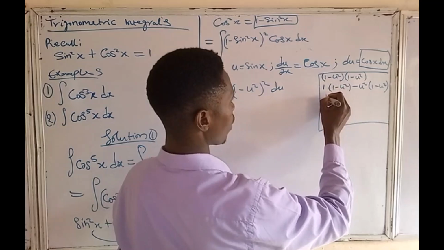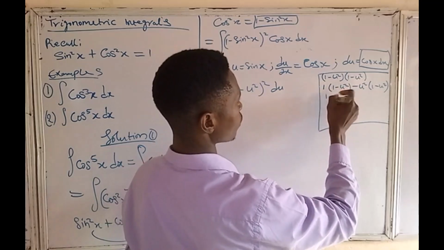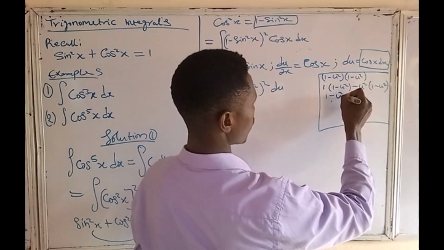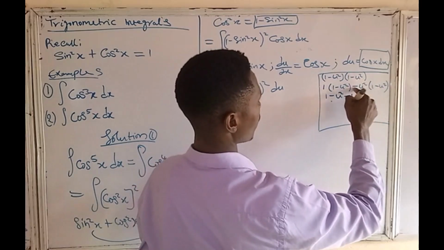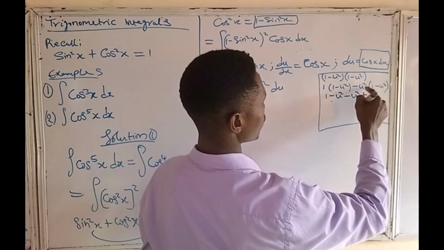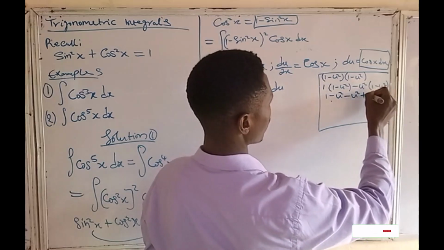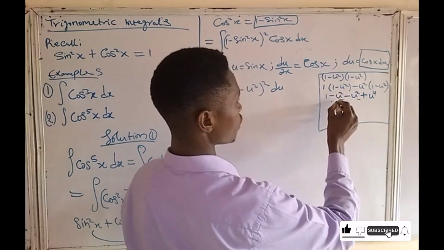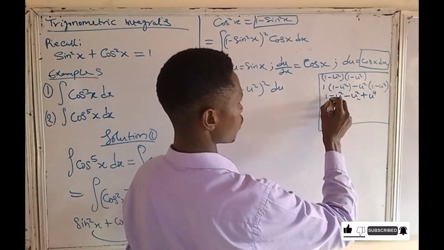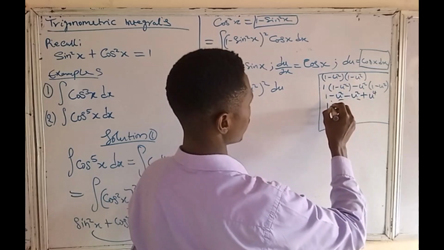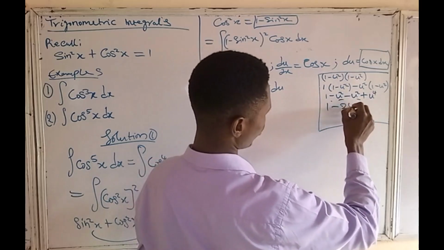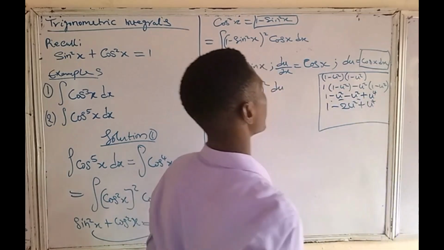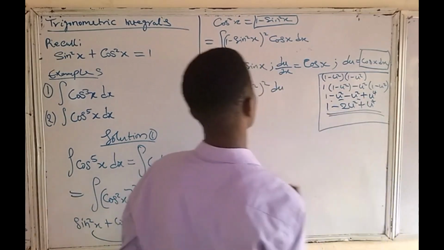So if I multiply this, it will expand the bracket. 1 multiplied by 1 is 1. 1 times minus u squared is minus u squared. Minus u squared times 1 is minus u squared. Minus times minus is plus. u squared times u squared is u power 4. So these are like terms. The coefficient here is minus 1 and here is minus 1, so we have minus 2u squared plus u power 4. So this is what we are going to be integrating.